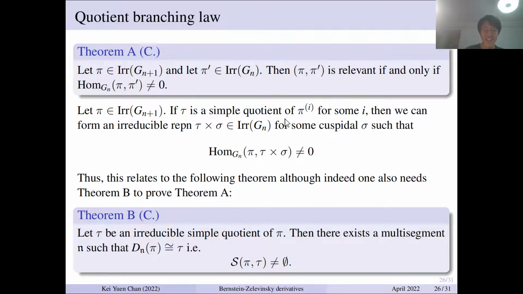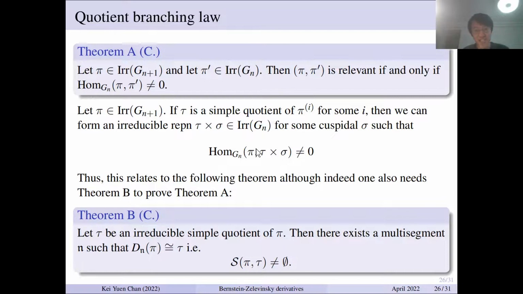Just let us see the consequence also. So if we consider derivative things, we try to go back to the simple quotient derivative things. Then we consider tau as some simple quotient of some I. Then we consider the irreducible representation tau cos sigma, for some sigma to make it irreducible, so we can make it appear in the quotient.